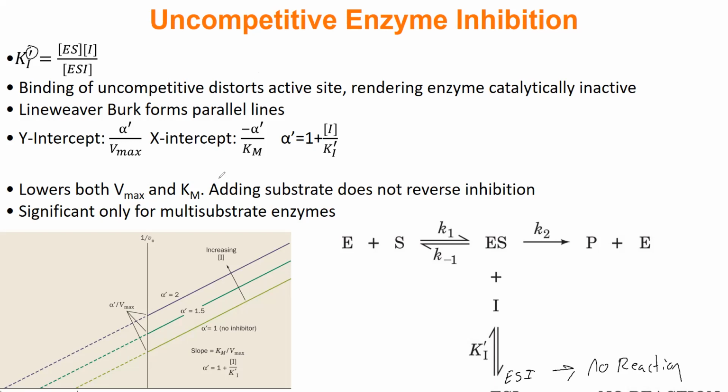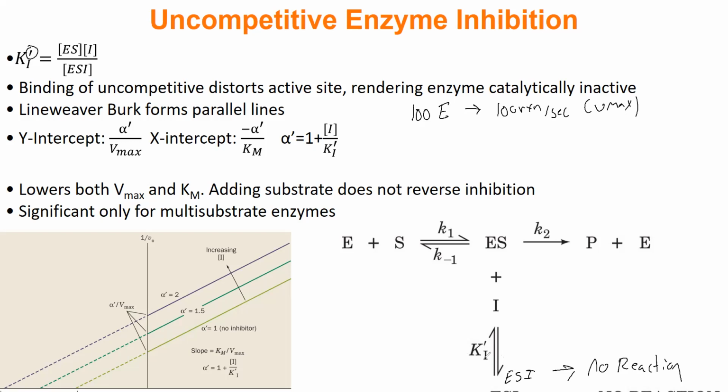So I can explain lowering Vmax relatively easily. If you have 100 enzymes, let's say your maximum speed is 100 reactions per second, right? That's Vmax.